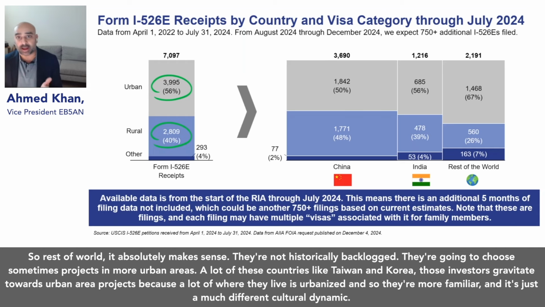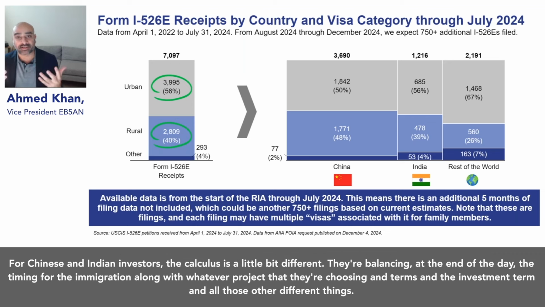So rest of the world, it absolutely makes sense. They're not historically backlogged. They're going to choose sometimes projects in more urban areas. A lot of these countries like Taiwan and Korea, those investors gravitate towards urban area projects because a lot of where they live is urbanized, so they're more familiar and it's a much different cultural dynamic. For Chinese and Indian investors, the calculus is a little bit different, right? They're balancing at the end of the day the timing for the immigration along with whatever project they're choosing, the investment term, and all those other different things.